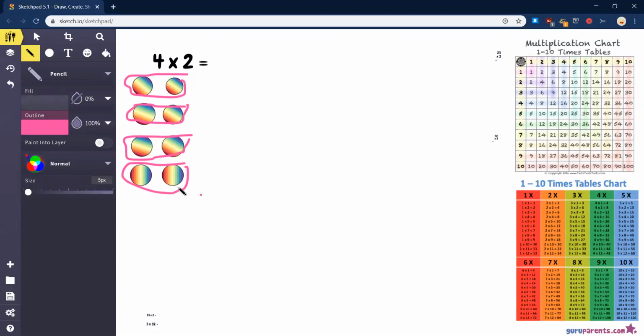Now we've done that, we can easily count all these circles up one by one. 1, 2, 3, 4, 5, 6, 7, 8, or we can skip count them all, 2, 4, 6, 8, and we can put our number in here.